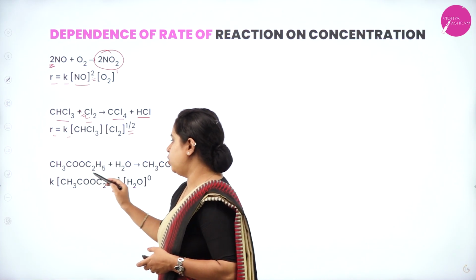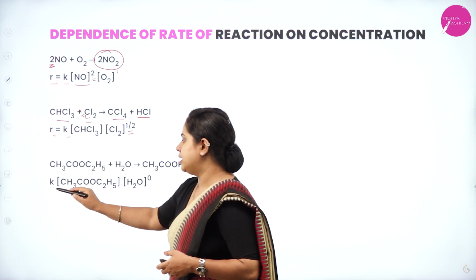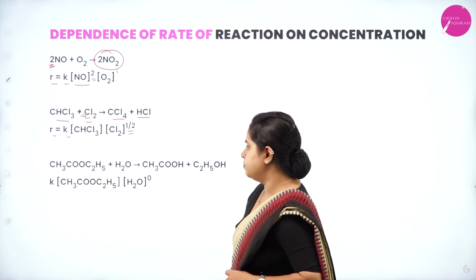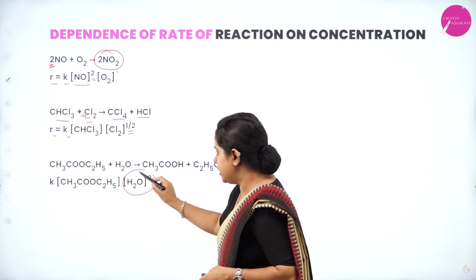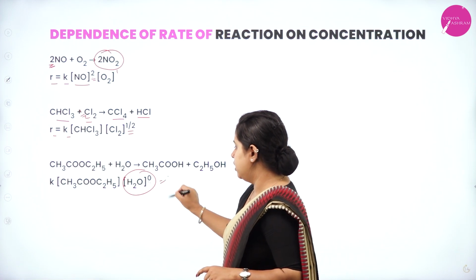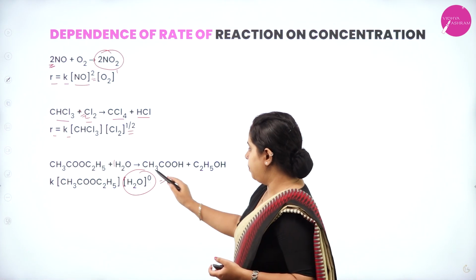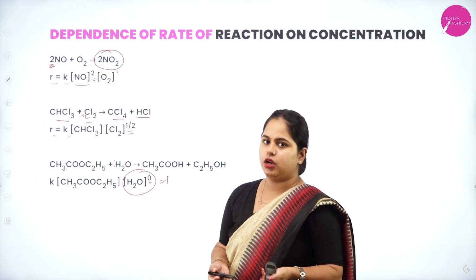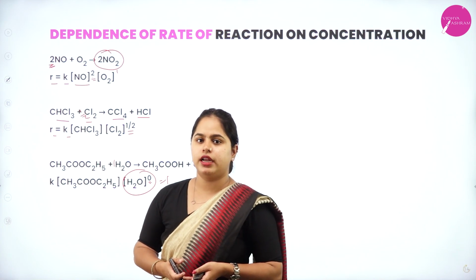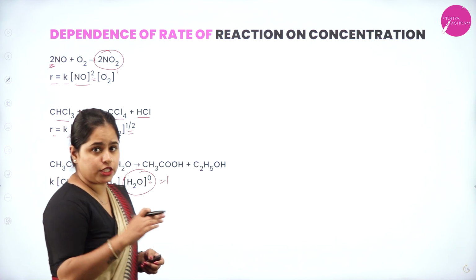Now you have CH3COOC2H5, which is an ester, plus water gives acid and alcohol. Here you can see rate is equal to K into the molar concentration of the ester into the molar concentration of water raised to the power 0. Any term raised to the power 0 is equal to what? 1. So that means here actually a stoichiometric coefficient is there, which is 1, but still the power is written as 0. So it may or may not be equal to the stoichiometric coefficient. I hope it is clear. This is how you represent the rate of the reaction, that is r is equal to K into the molar concentration of the reactants raised to the powers.